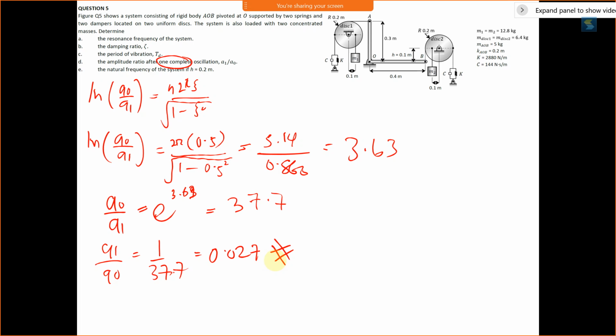Tak ada? Okay, soalan E. Natural frequency of the system, if H equals to 0.2 pula. Soalan apa salah ni? Betul lah. Kalau H berubah, saya yang salah. Kalau H berubah kepada 0.2, then what happen? What happen if H is changed to 0.2 meter? So what is our natural frequency?